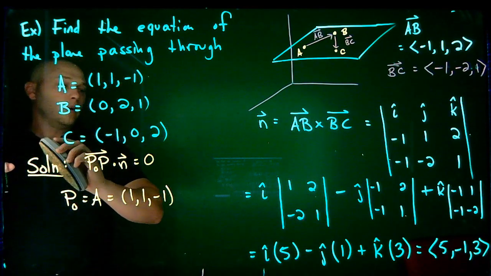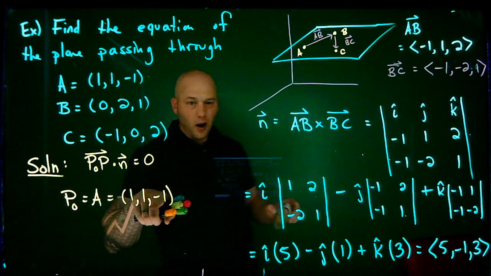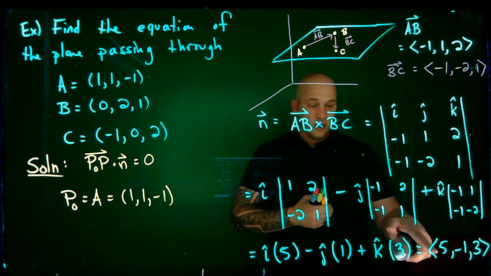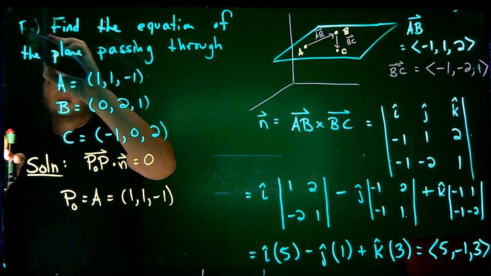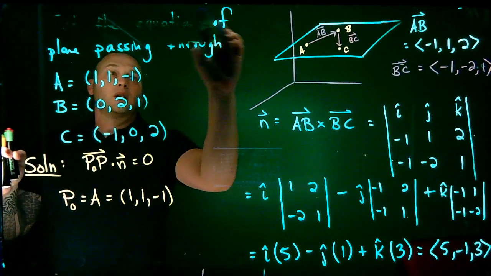Okay? Now, at this point, I have the point P0, and I have a normal vector n, so this just turns back into the first problem that we did, and we proceed, of course, the same way.